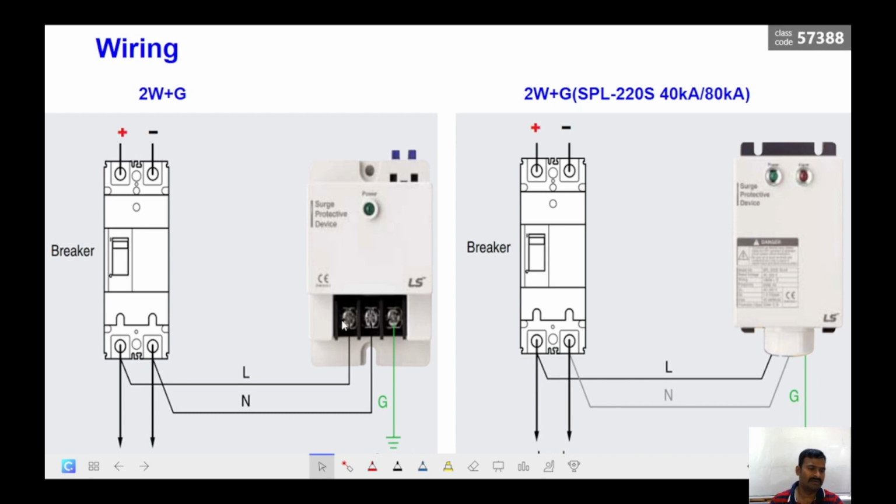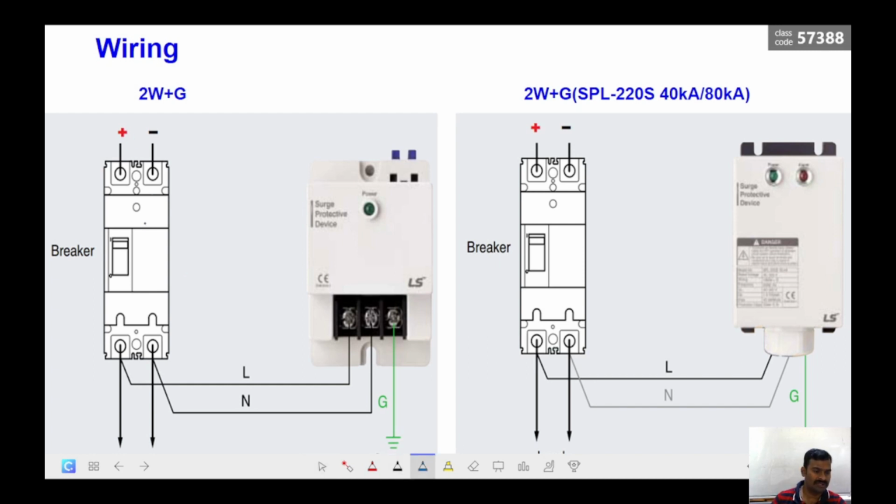From the solar panel, we take the outputs from plus and minus to the fuse boxes, and from the fuse box you connect to the SPD, then to the isolator, and later it will go to the load. So this is the simple connection. To represent that, I have shown it here.